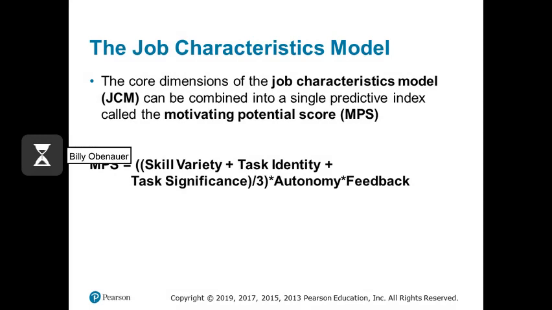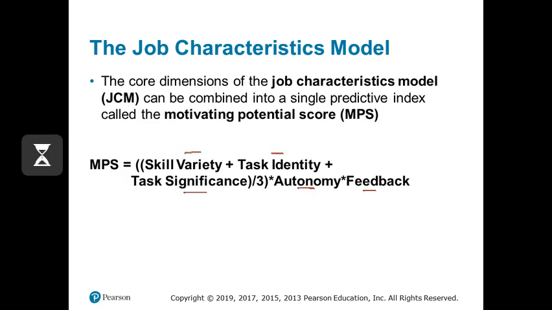Now we can use the job characteristics model to calculate something called a motivating potential score. The way that we do this is we rate a position on the 5 core dimensions that we talked about: skill variety, task identity, task significance, autonomy, and feedback.